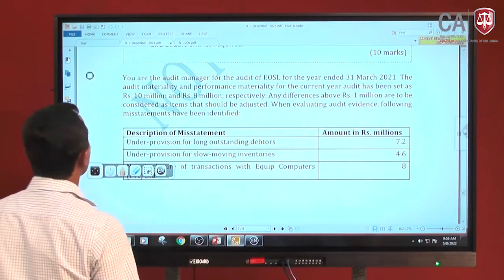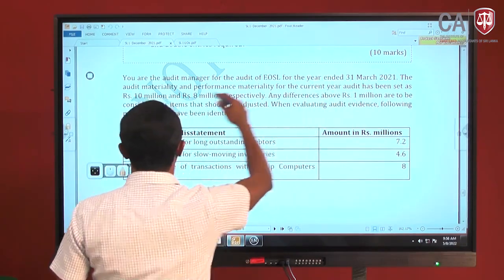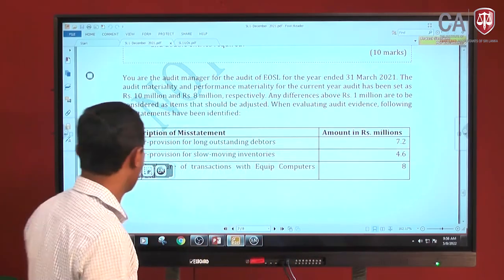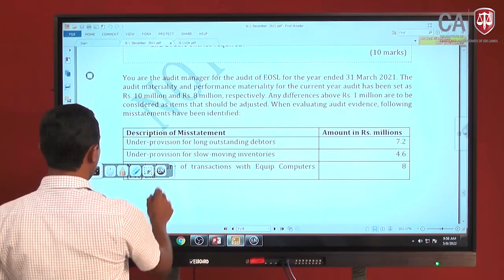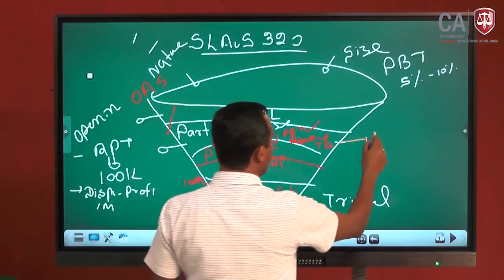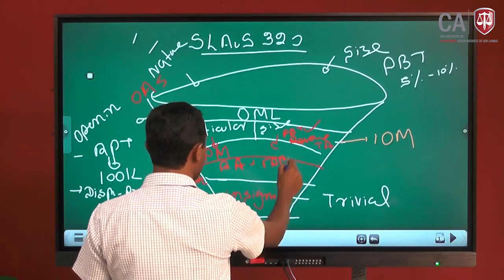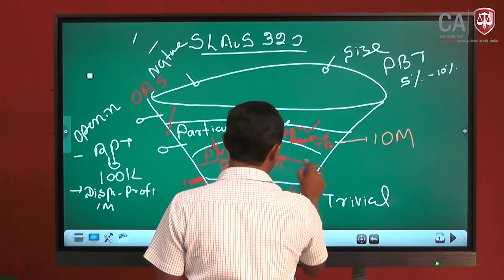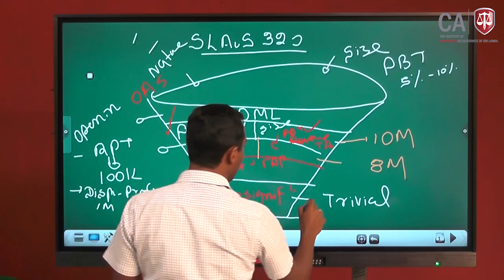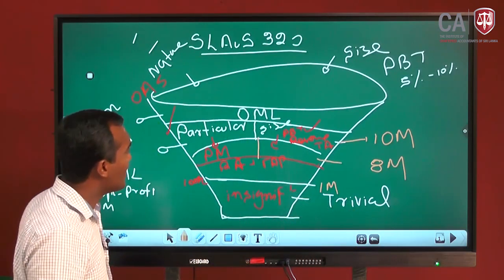It's 10 million, 8 million, and any difference above 1 million are to be considered, which means anything below 1 million may be ignored. Now that is probably trivial. Now from that point of view, if you go and see, we have 10 million here, and then the performance maturity level set for this number is 8 million, and then trivial, anything below 1 million is trivial. That's the whole story. Now we have to see.